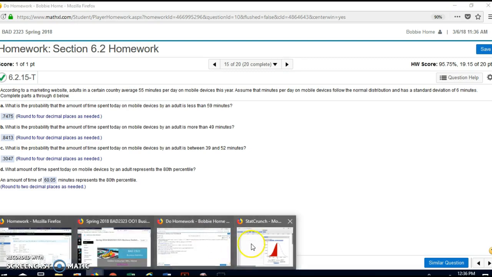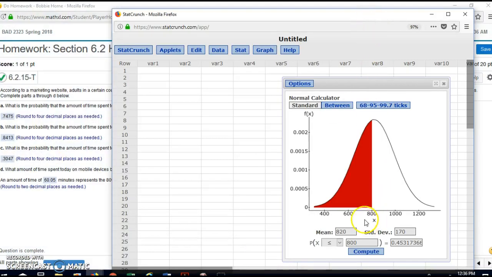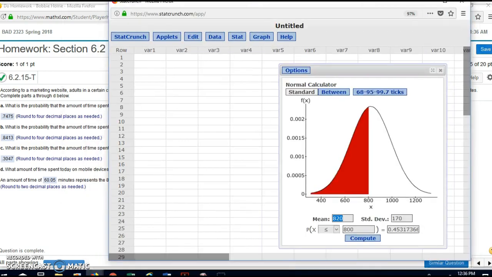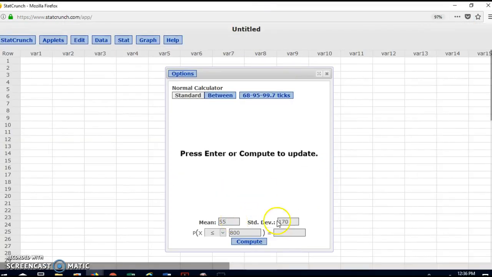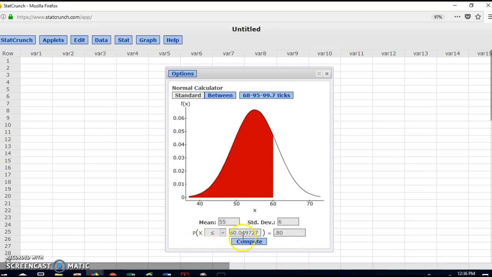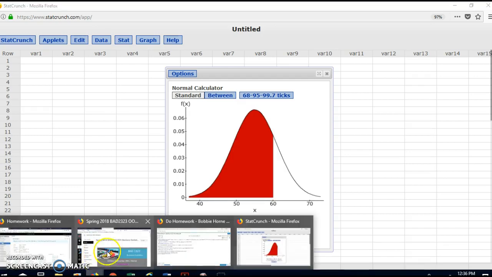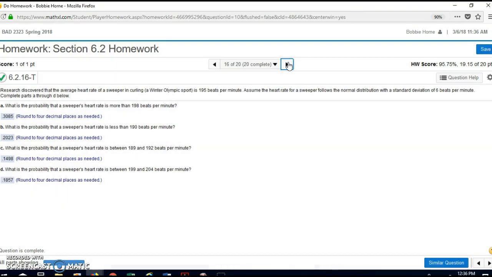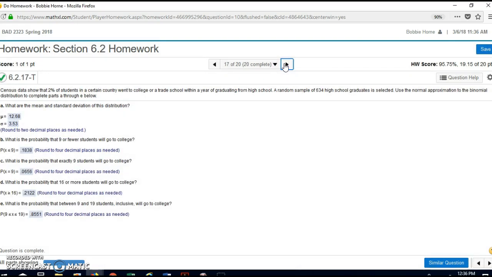80th percentile, we can do that one because we haven't done many of those. The mean is 55 and the standard deviation is 6. And we want the 80th percentile, so we put 0.80 over here. And you get 60.05. Question number 16 is basically the same thing. Work it the same way we've been working these.